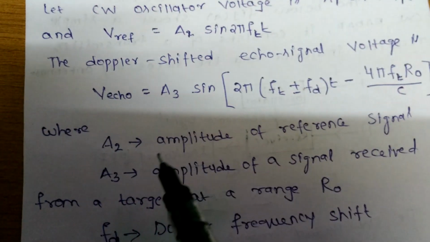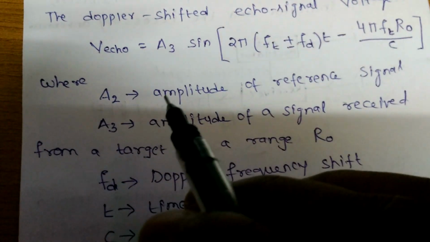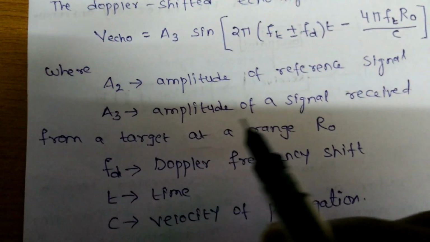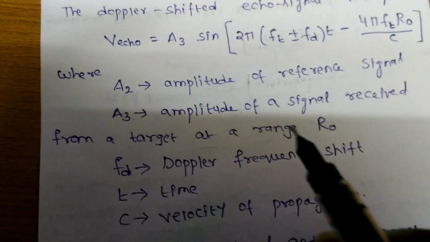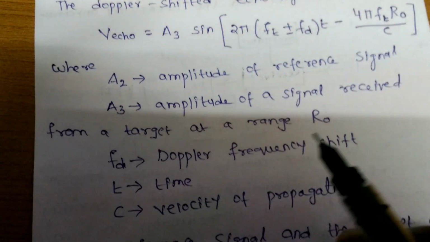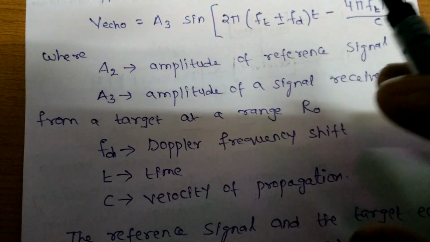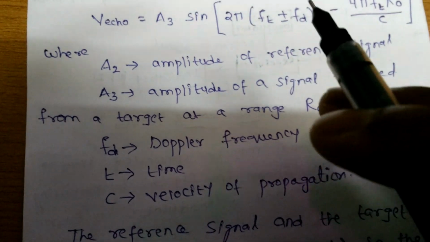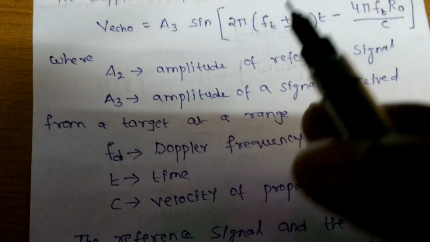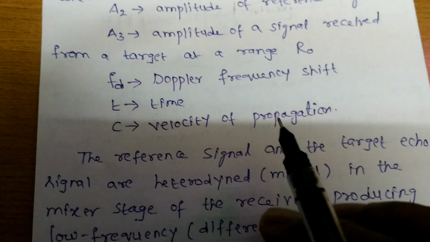A1, A2, A3 are the amplitudes. Then if you observe, A2 is the amplitude of the reference signal and A3 is the amplitude of the signal received. That means the echo signal from a target at a range R0, where R0 is the range we are going to talk about. Then, as usual, Fd is the Doppler frequency shift, T is time, and, as I said, C is the velocity of propagation.